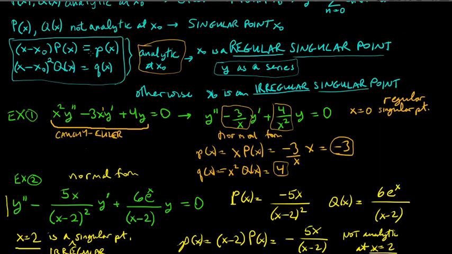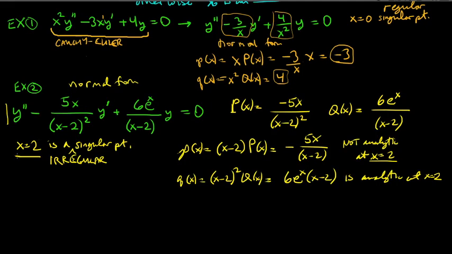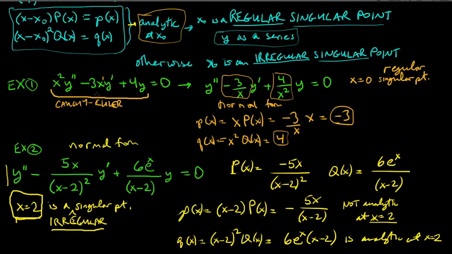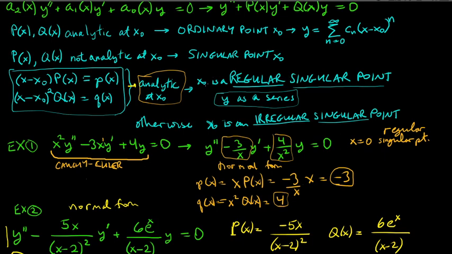But remember, both of these have to be true. Both the lowercase p and the lowercase q have to be analytic for your x0, in this case x equals 2, to be considered a regular singular point. Since only one of them is true, it's an irregular singular point. So I hope that helps distinguish between regular singular points, which are good.